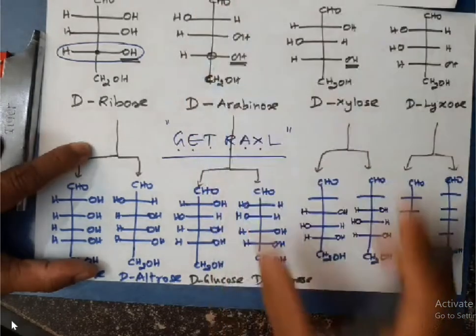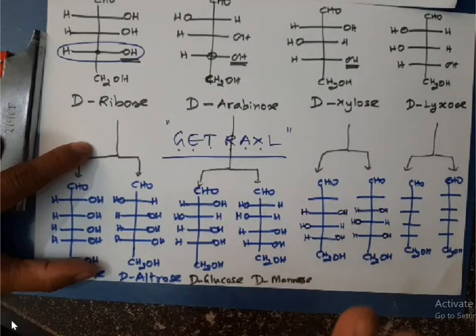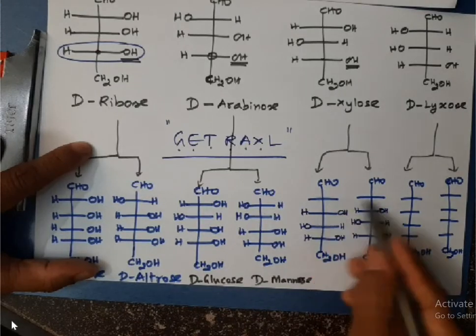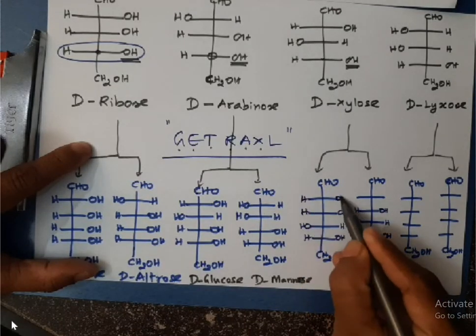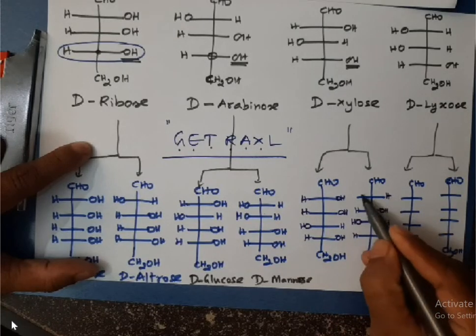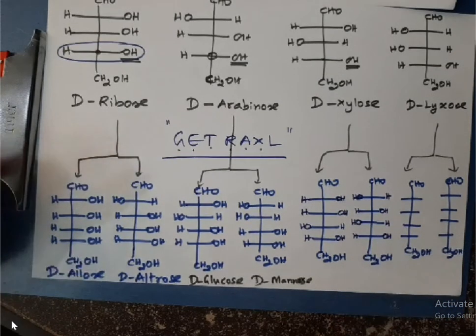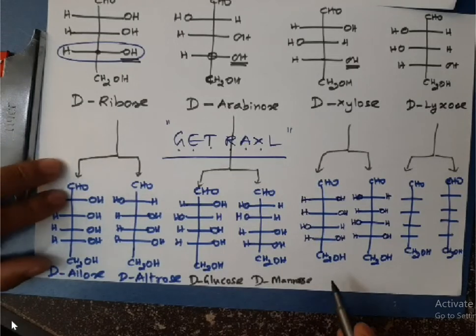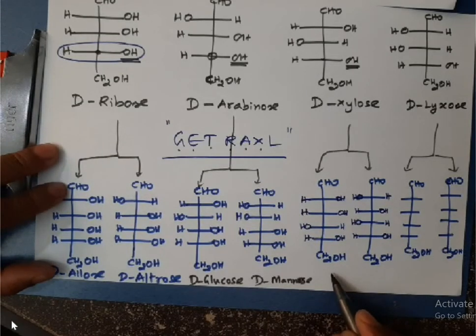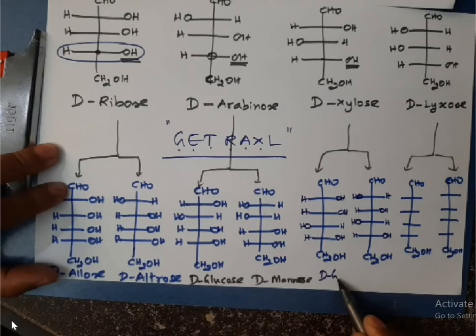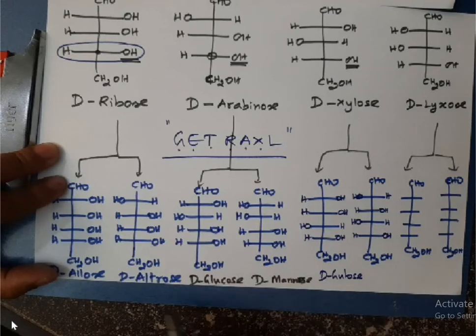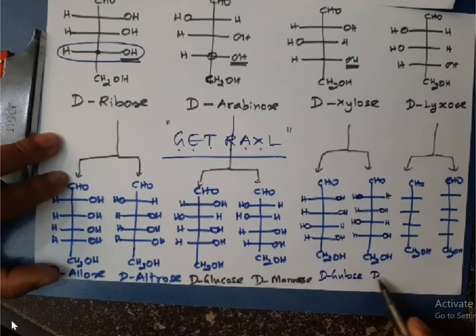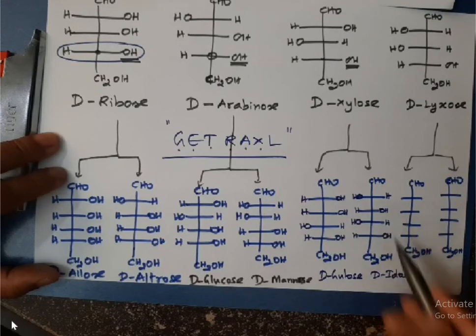Very simple, you can draw on your own, but remembering the name is very, very important. And in the newly introduced chiral carbon, in one molecule you put the OH group on the right hand side, in the other molecule you put the OH group on the left hand side, and this is called gulose, G-U-L-O-S-E. And this is called idose. Okay, this molecule is called idose.